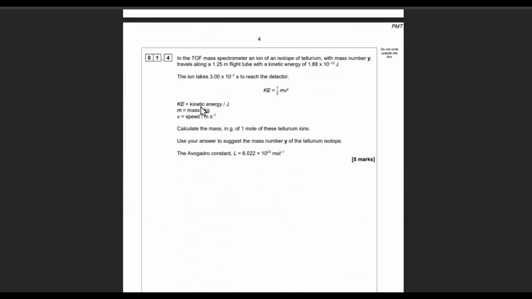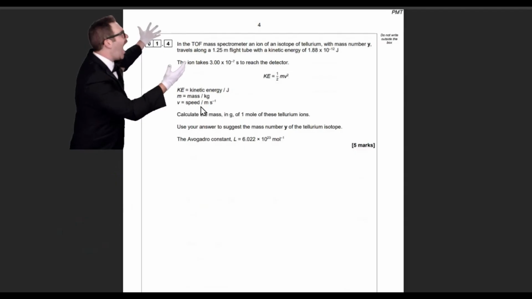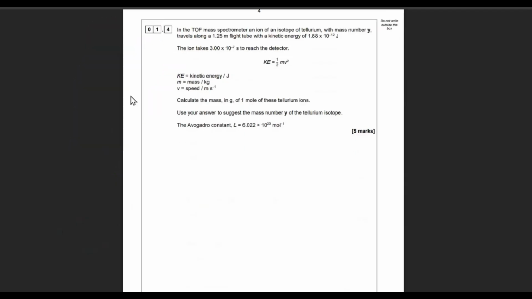I'm sensing a TOF calculation. Yep, we can see it right there. So 1.4, in the time of flight mass spectrometer, an ion of an isotope of tellurium with a mass number Y travels along a 1.25-meter flight tube with a kinetic energy of 1.88 times 10 to the minus 12 joules. The ion takes 3 times 10 to the minus 7 seconds to reach the detector.